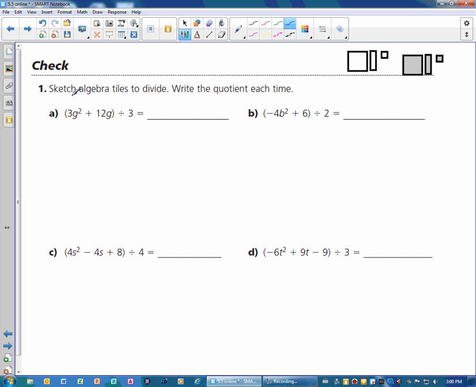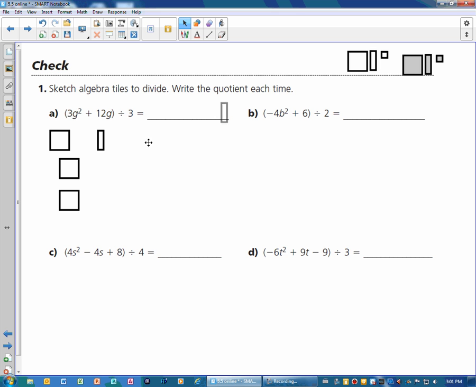All right, so we're going to go ahead and sketch the algebra tiles and write the quotient each time, which means write the answer. So 3g squared, that's positive. So 1, 2, 3. 3g squared plus 12g. I'm sorry you have to draw so many of those squares. Probably getting sick of it, aren't you? And especially because I can cheat.